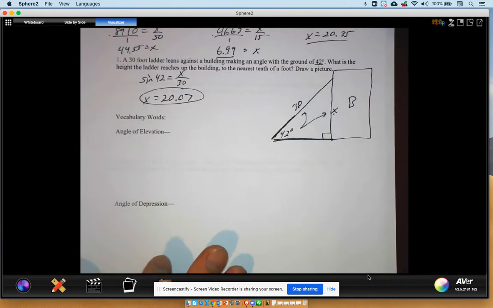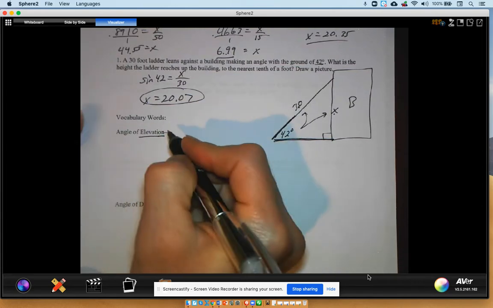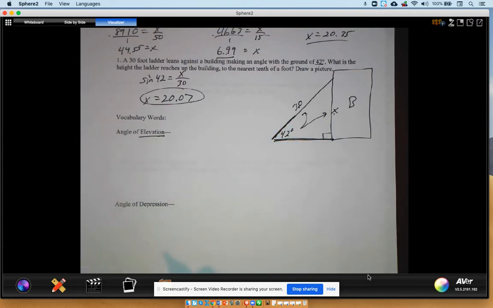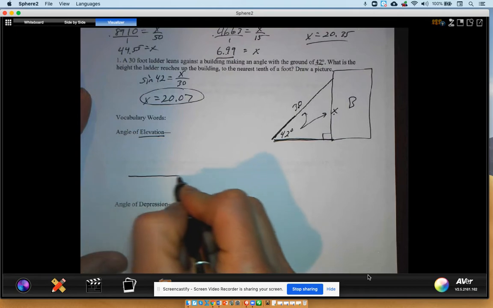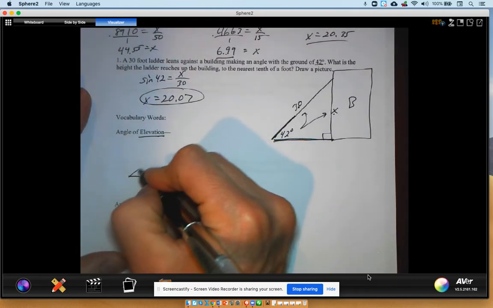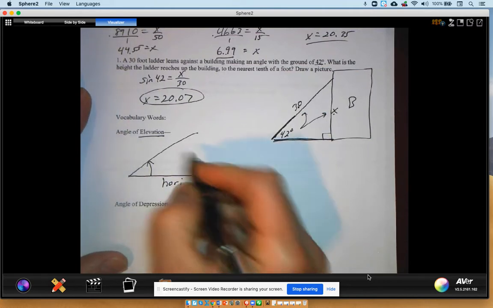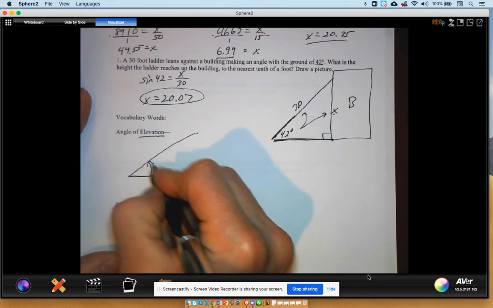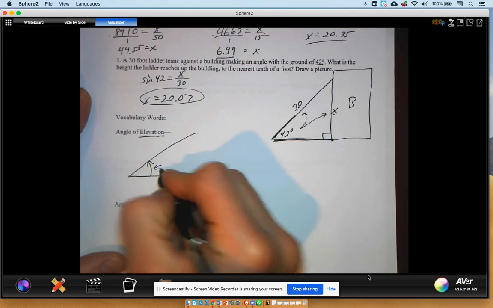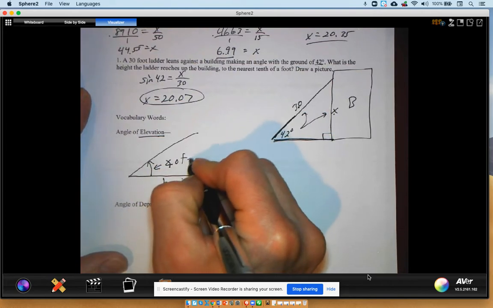All right, some new vocab words for you today. Angle of elevation. The clue is elevate, so that means up, because you're on an elevator. Think about an elevator going up. Now, an elevator can go down too, but if something's elevated, it means it's up. So from the horizontal, it's how far we go up from the horizontal. So this right here, that angle is called the angle of elevation.